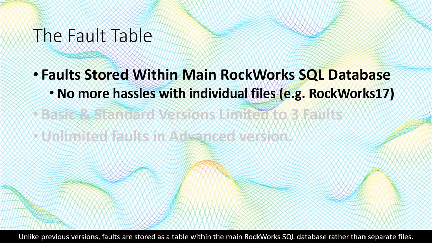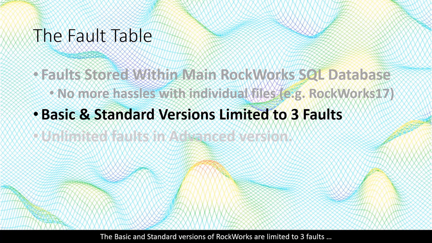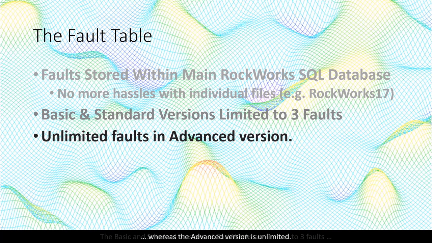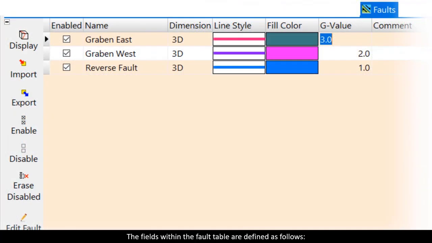Unlike previous versions, faults are stored as a table within the main RockWorks SQL database rather than separate files. The basic and standard versions of RockWorks are limited to 3 faults, whereas the advanced version is unlimited. The fields within the fault table are defined as follows.